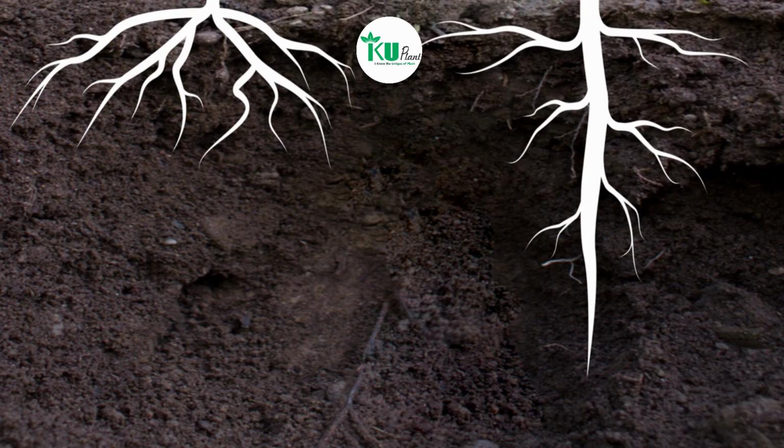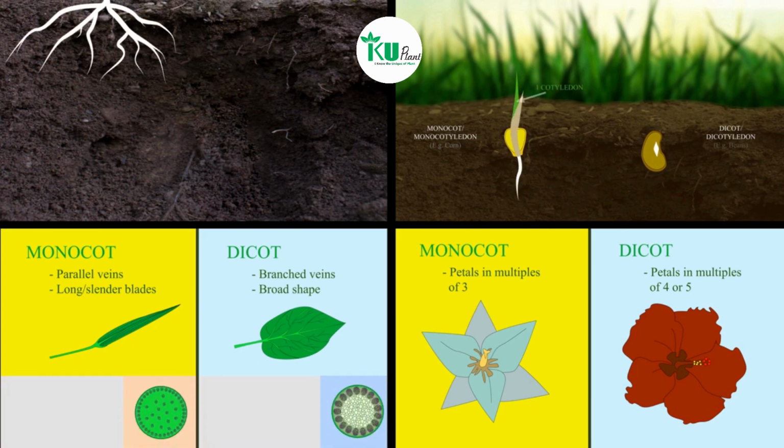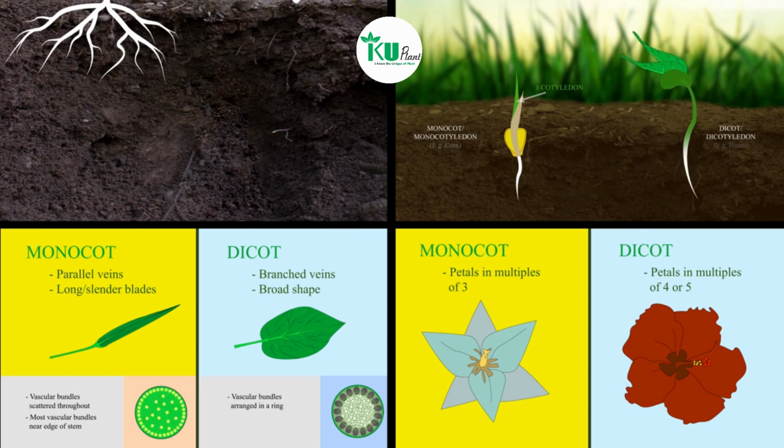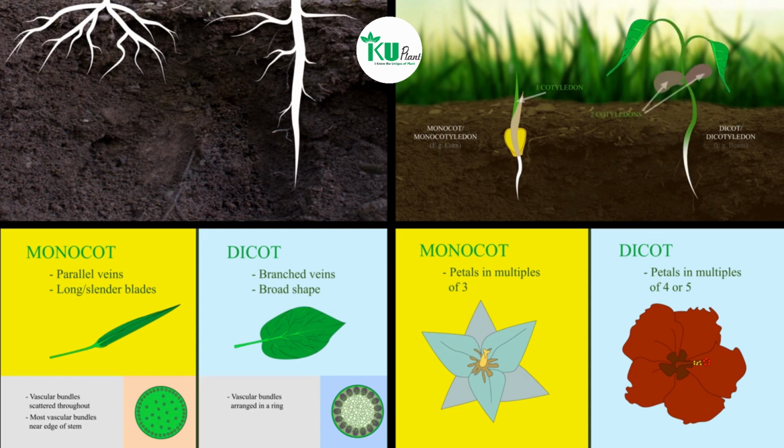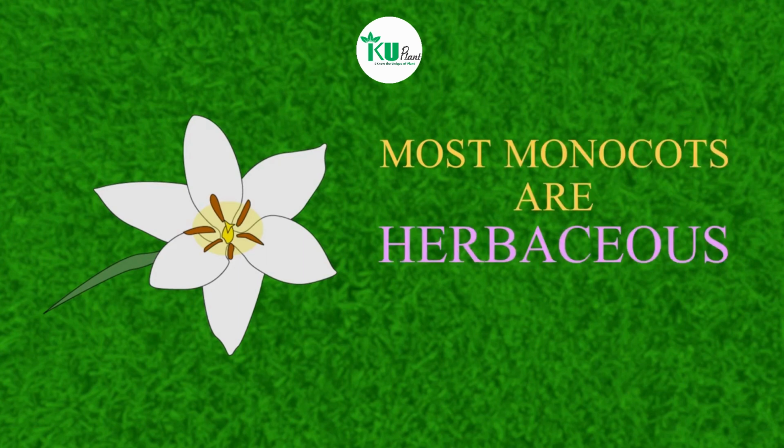While fibrous roots stick to the upper layer of soil, taproots can generally reach deeper down into the ground. So, in summary, monocots and dicots differ structurally in terms of their leaves, stems, flowers, and roots. But there is one last thing you should note. Most monocots are herbaceous, meaning that they have no persistent woody stem.